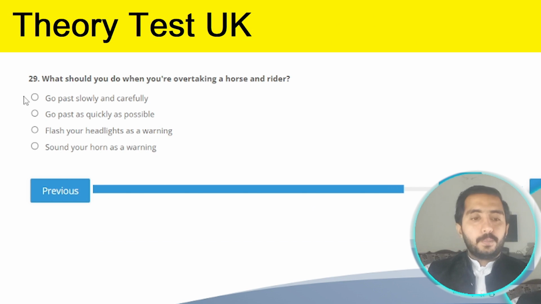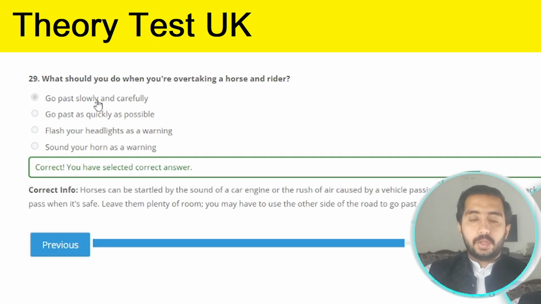Next question. Question number 29. What should you do when you are overtaking a horse rider? The correct option is option A, which is go past slowly and carefully.